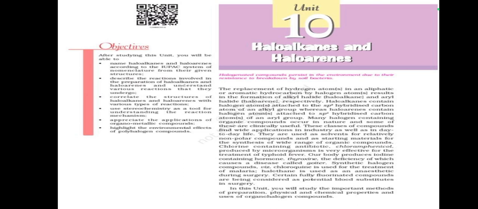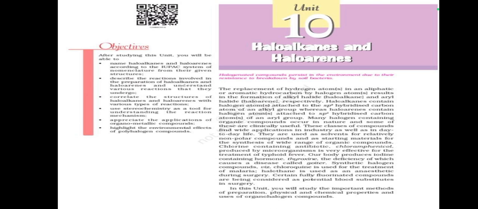Many halogen containing organic compounds occur in nature, and some of these are clinically useful. These classes of compounds find wide applications in industry as well as in day-to-day life. They are used as solvents for relatively non-polar compounds and as starting materials for the synthesis of a wide range of organic compounds.